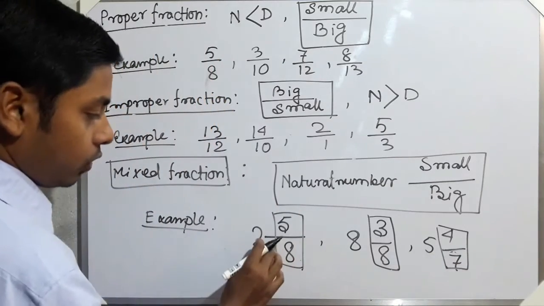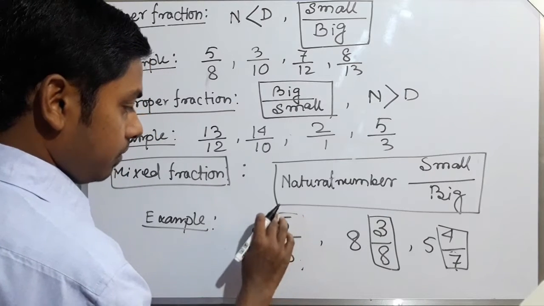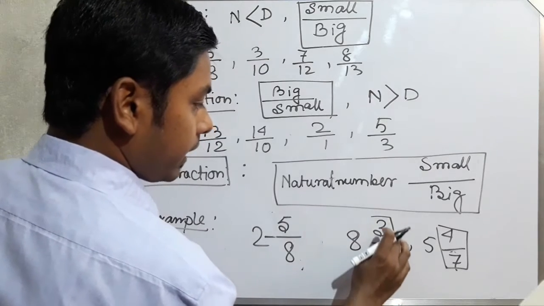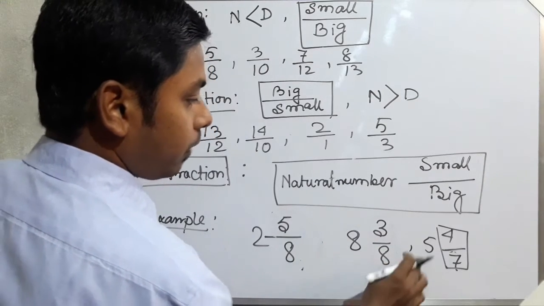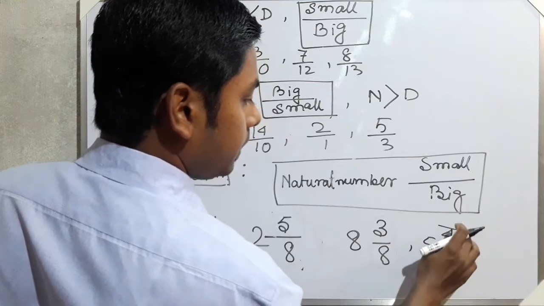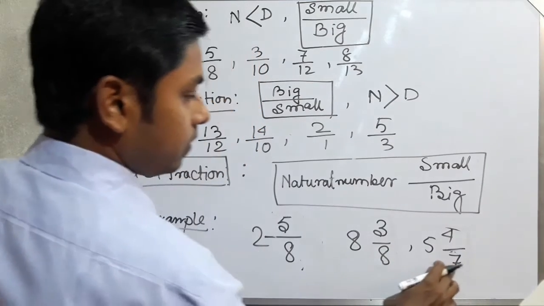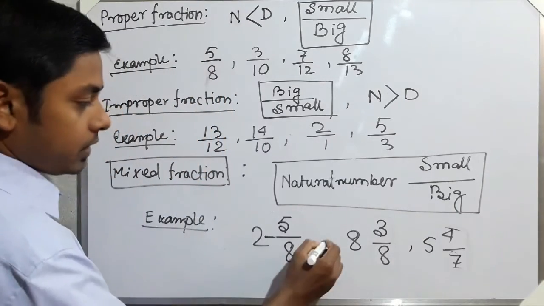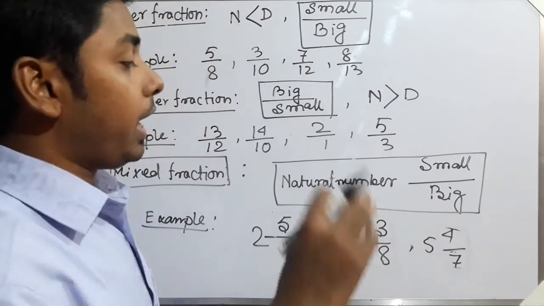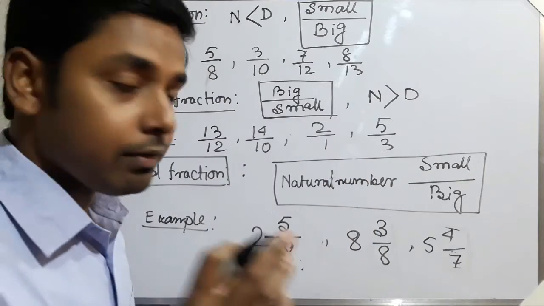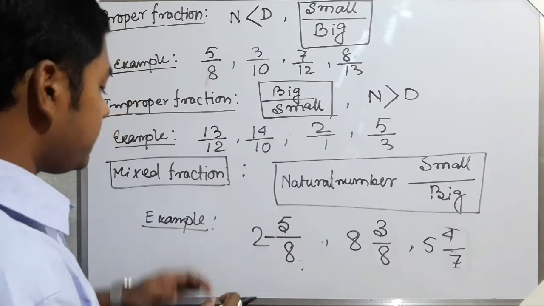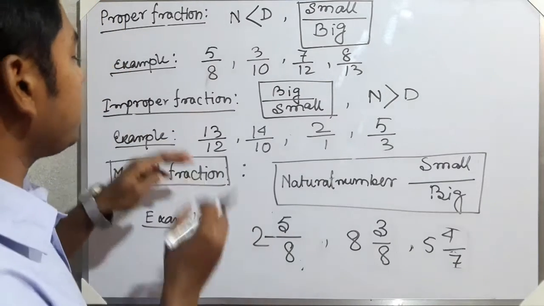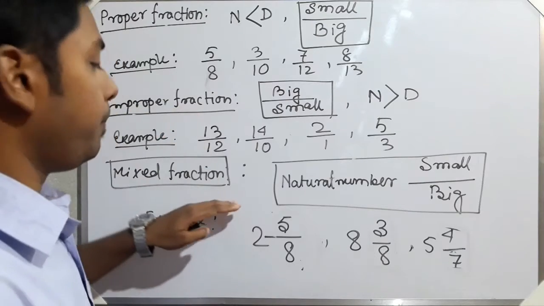So first of all, a whole number, a natural number, and then you have to take a proper fraction, and that is the form of the mixed fraction. Okay, so these are the examples of the mixed fraction, and now we will see how to convert the mixed fraction into improper fraction, and how to convert the improper fraction to mixed fraction.